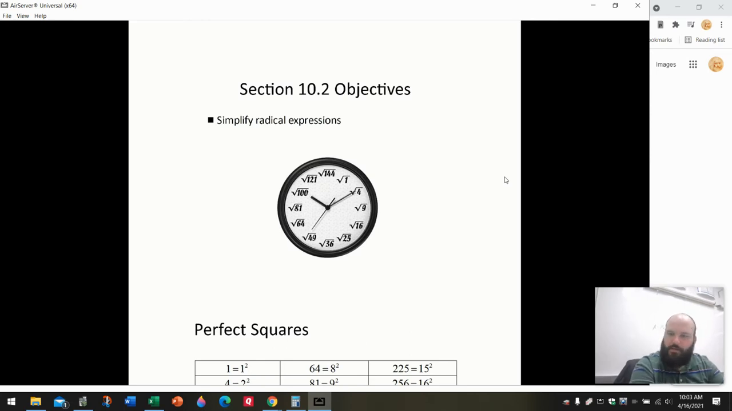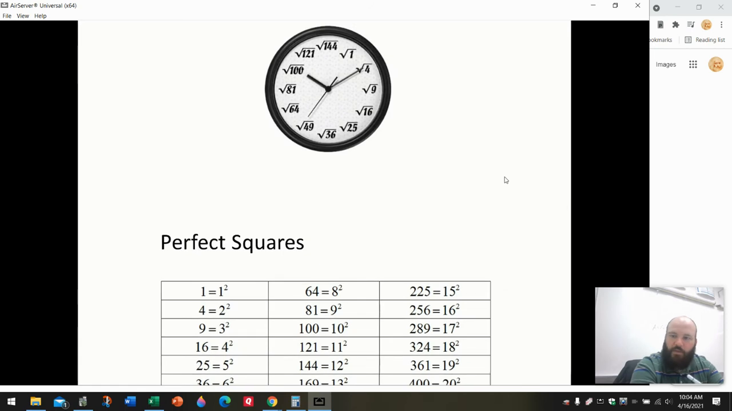Okay, hello everybody. So today we're going to begin our discussion in chapter 10, section 2. What this chapter and section covers is how to simplify radical expressions. Radical expressions are algebraic expressions that have a square root symbol in them. This entire section is going to deal with how to simplify radicals.